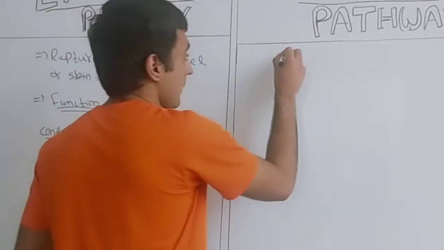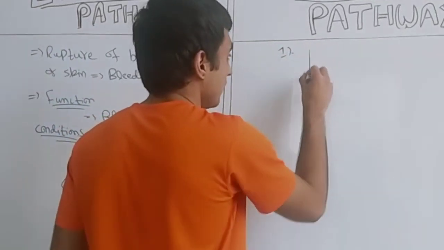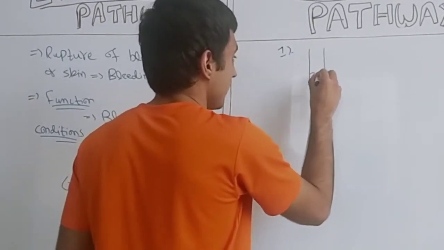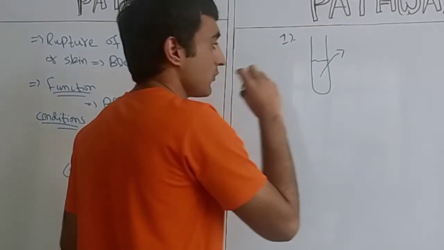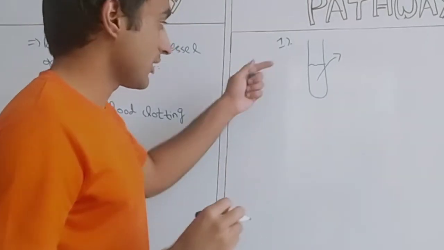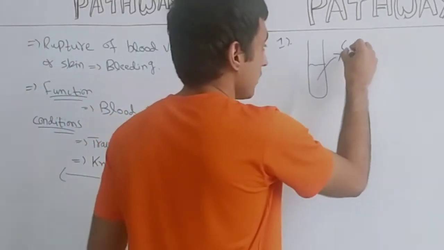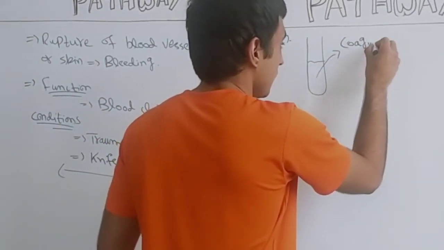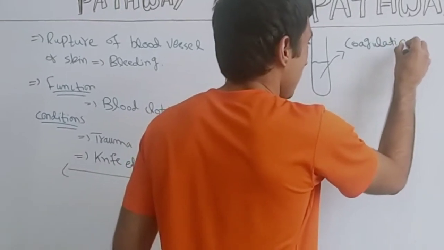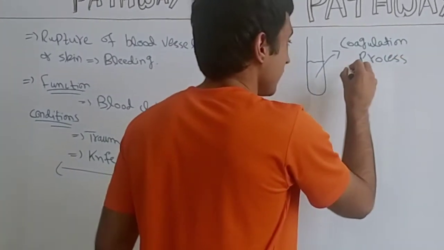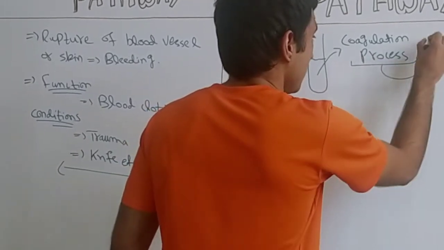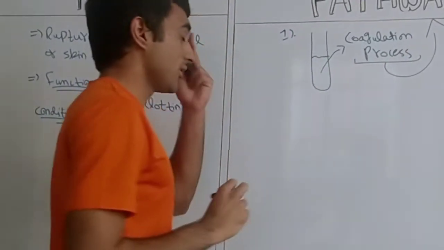The first condition is when the blood is placed inside a test tube. When you place the blood in the test tube, the coagulation process is activated. So the process of coagulation occurs by the activation of the intrinsic pathway. So this is the first condition.